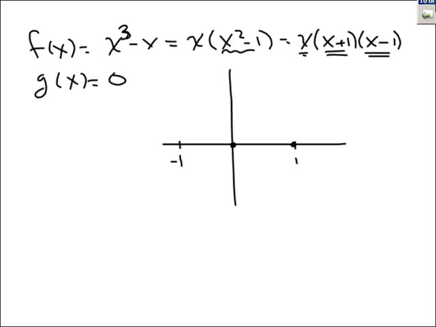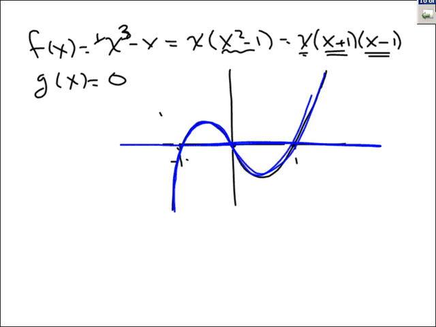And since it's a positive x cubed, I know the cubic goes this way as opposed to that way. Okay, so that there is one of the graphs, and once again it's in blue. And the other function is g equals 0. It's this function.